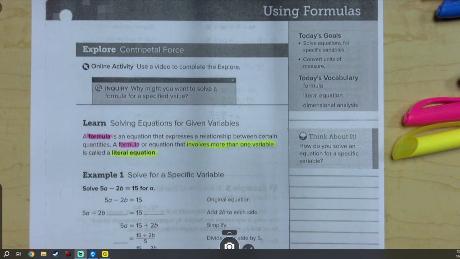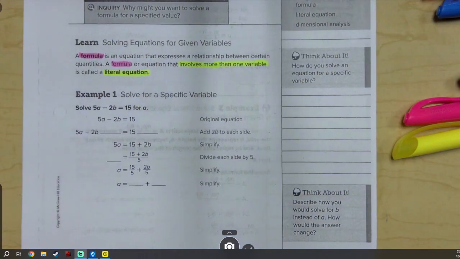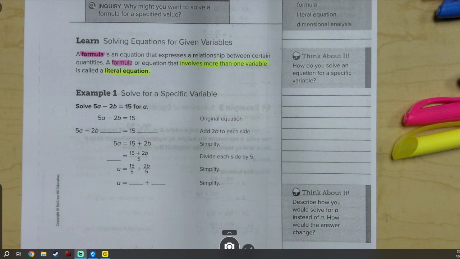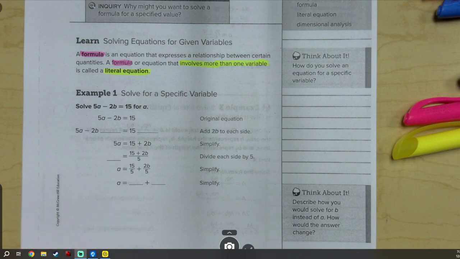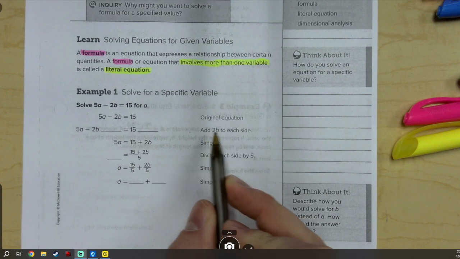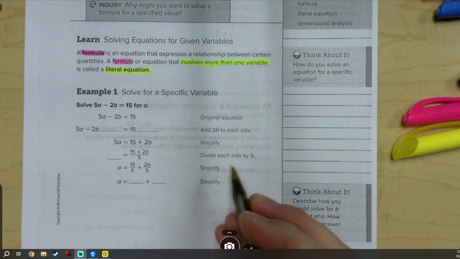Solving for a specific variable. Now, what we're getting to here is that everything we've learned applies to numbers. All the rules of equalities apply to numbers, and a variable is just a number. Since it's just a number, we can manipulate it just like anything else, and we can solve for it. So here we have 5a minus 2b equals 15. Solve for a. First thing they do is they have us add 2b to both sides.